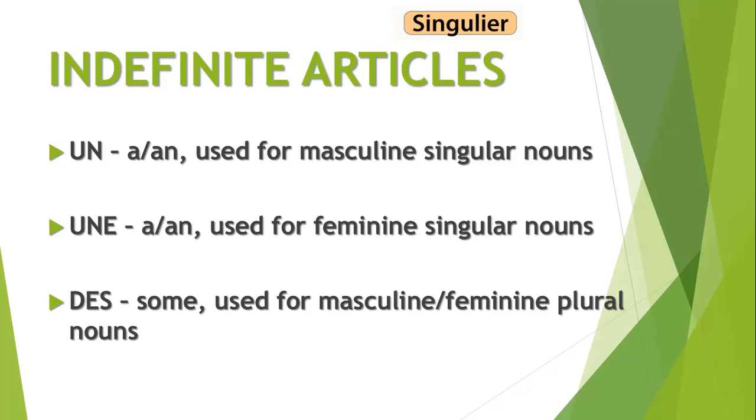Next can be une fleur. U-N-E, une. F-L-E-U-R. Une fleur. The R sound should come at the end. Fleur. Une fleur means a flower.